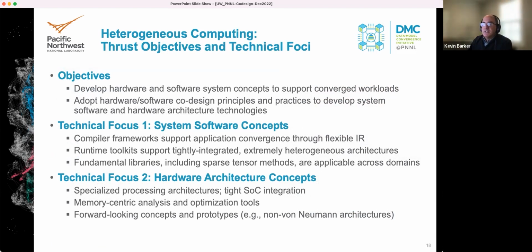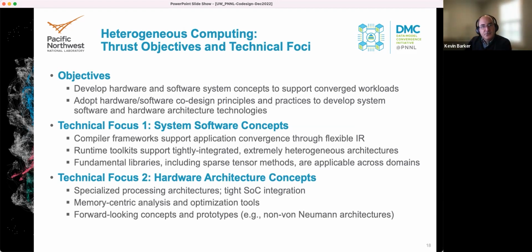So within the heterogeneous computing thrust area, there are projects looking at developing hardware, software systems, and tools to support these converged workloads. And how do we adapt hardware software co-design principles and practices to develop system software and hardware architecture concepts. So co-design doesn't have to be hardware software. It could be software or algorithm software. But we've really put kind of an emphasis on the hardware software aspects of co-design.